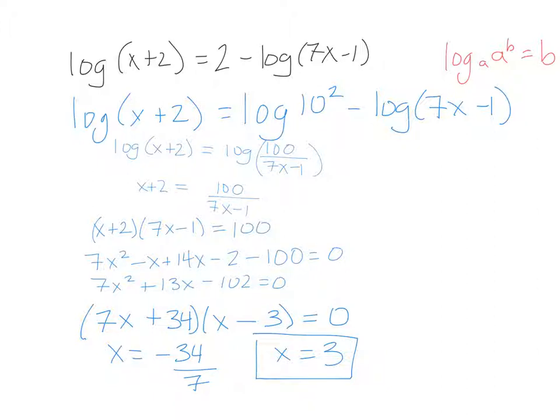But in this case, one thing to remember is you can't take the logarithm of a negative number. And because this negative 34/7 is smaller than negative 2, when you fill it in, you're going to be taking the logarithm of a negative number. And right away, when you put that in, log of negative 34/7 plus 2, it's going to give you an error on your calculator because it's undefined. You can't take the log of a negative number. So this one's extraneous, and that's the actual solution.